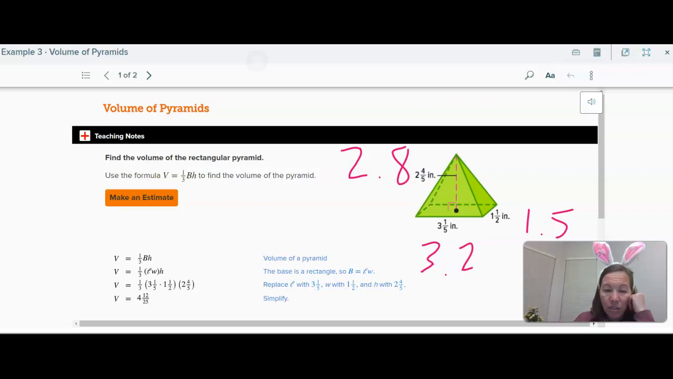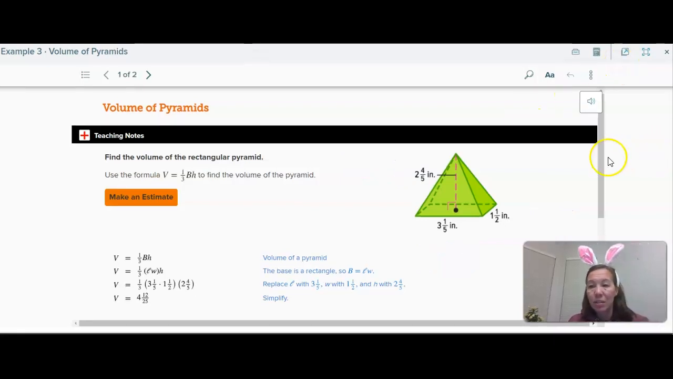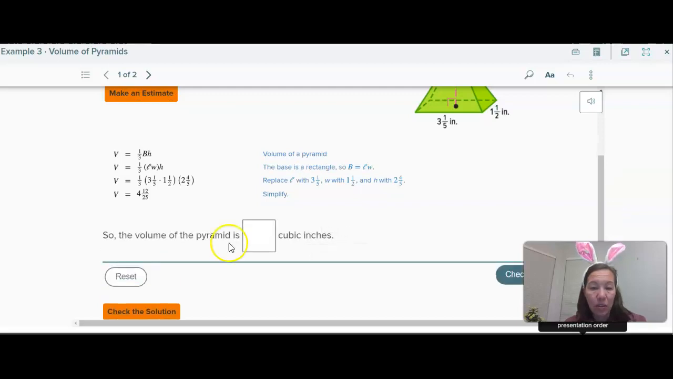And you can leave your answer as a decimal. It doesn't have to be a fraction. I'll let you guys work with decimals here. It's a little bit simpler to deal with. So the volume of the pyramid is a little over 4, or 4.5-ish cubic inches for that one.